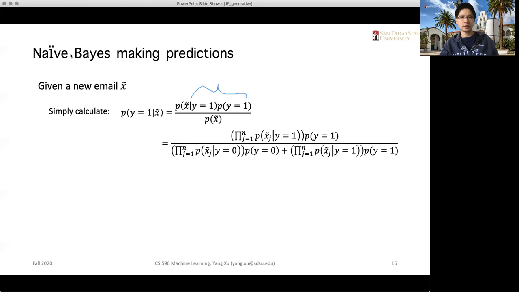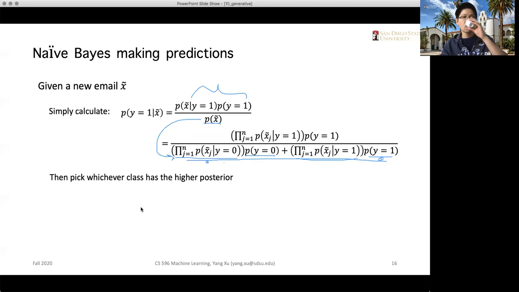And this denominator, as we have seen before, is the weighted summation of all possible outcomes. So it's the probability of y equals 0 times all possible outcomes of xj in that condition, plus the probability of y equals 1 times all possible outcomes in that condition. The denominator is just for normalization purposes, but we don't necessarily need to compute it if we don't need the actual probabilities.